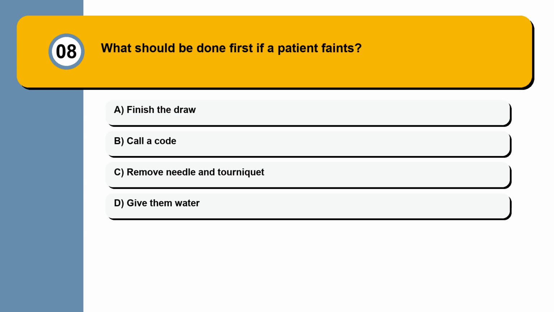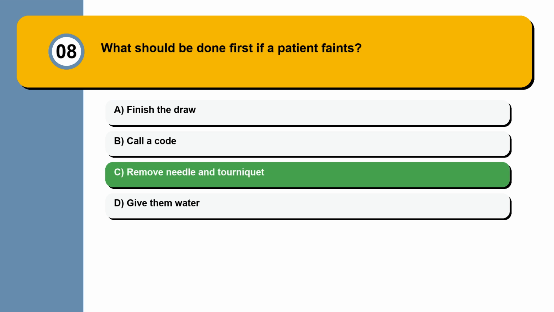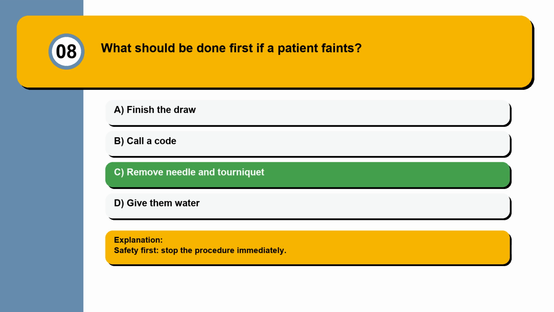Question 8. What should be done first if a patient faints? Finish the draw. Call a code. Remove needle and tourniquet. Give them water. Safety first, stop the procedure immediately.